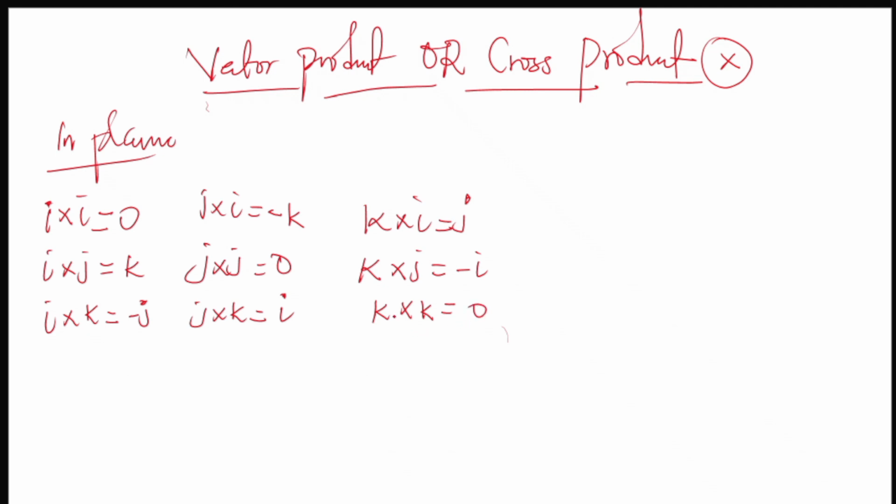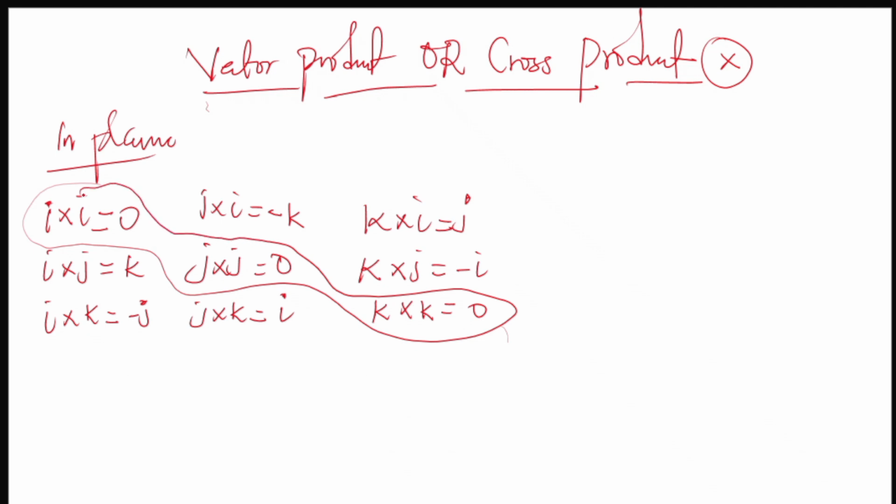So what you should note is that your diagonals are always equal to zero. So wherever you are seeing i cross i, j cross j, and k cross k, you should know that those parameters will give you zero. Are we together?